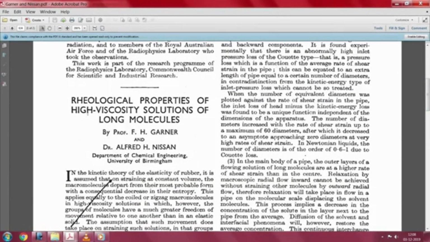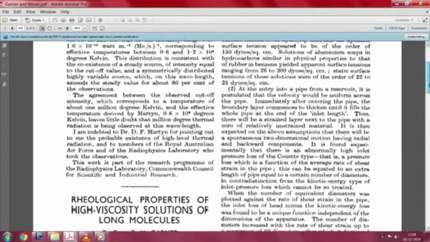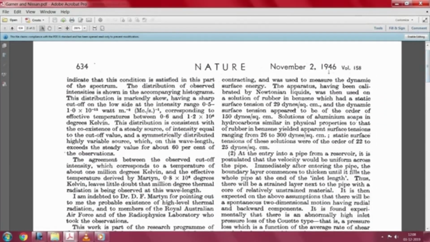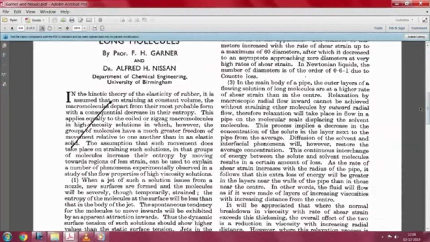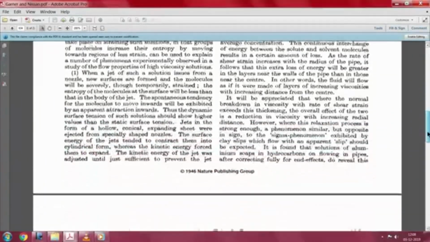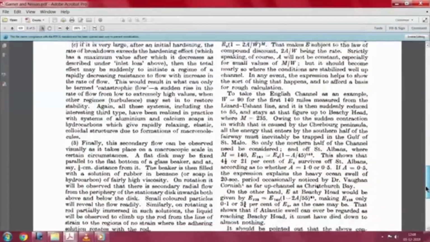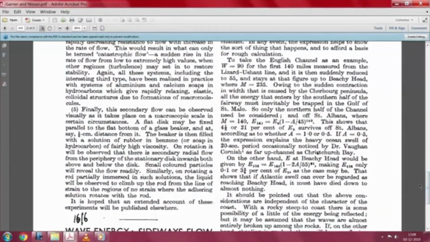So Garner and Nissan's paper was titled Rheological Properties of High Viscosity Solutions of Long Molecules. Right? So these are the macromolecules that we had talked about, and this had appeared in Nature, but a year ago. You see, 1946 is the year of publication. And if you want, you can go through this manuscript yourself. I just would like to draw your attention to one of the final paragraphs here, where they talk about this secondary flow. And they say that this is observation number 5, that finally the secondary flow can be observed visually as it takes place on a macroscopic scale in certain circumstances.